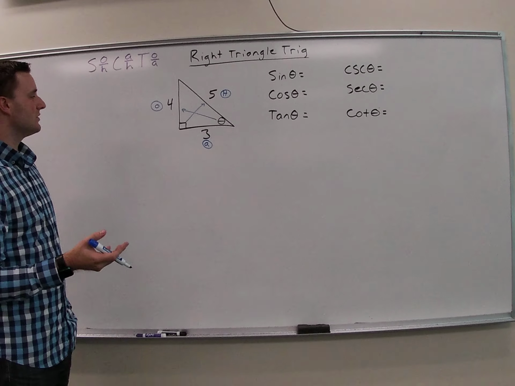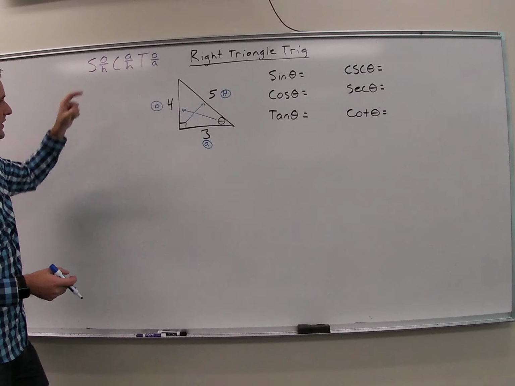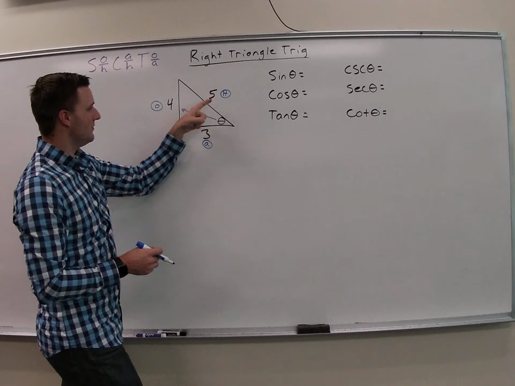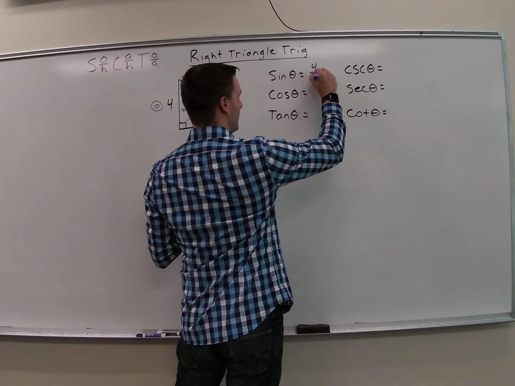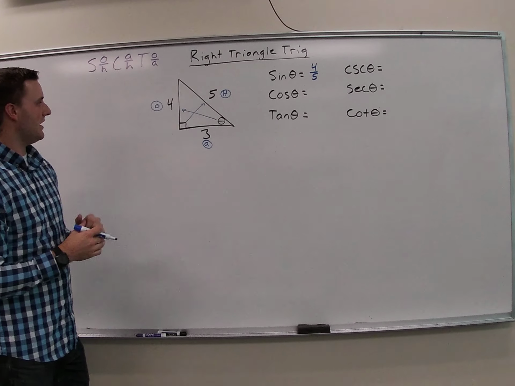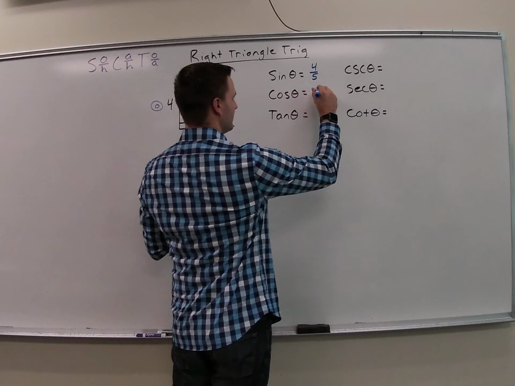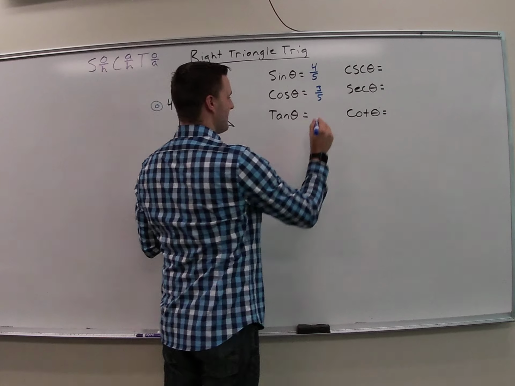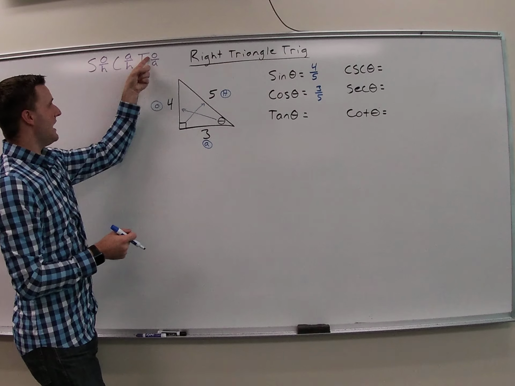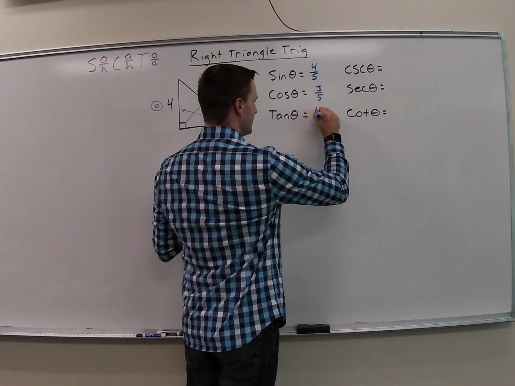So if I was looking for the sine of theta, I would say the opposite over the hypotenuse. So sine of theta would be 4 over 5. The cosine, which is the adjacent over the hypotenuse, we would say adjacent 3 over 5. So 3/5. And then the tangent function from theta, from this angle measure, would be opposite over adjacent. So 4 over 3. And we're just going to leave them like this.